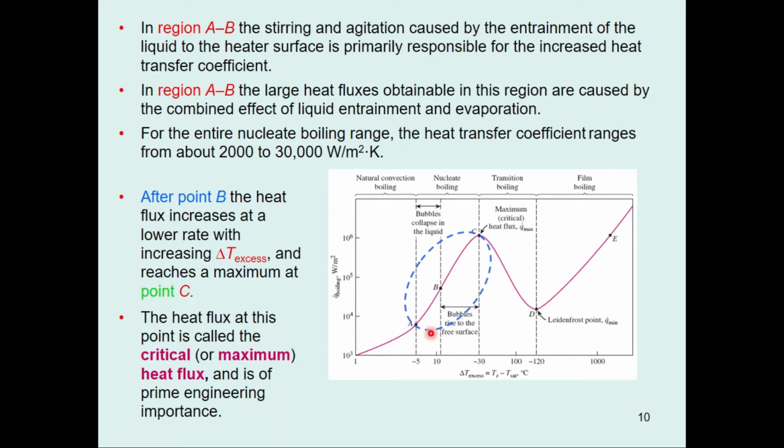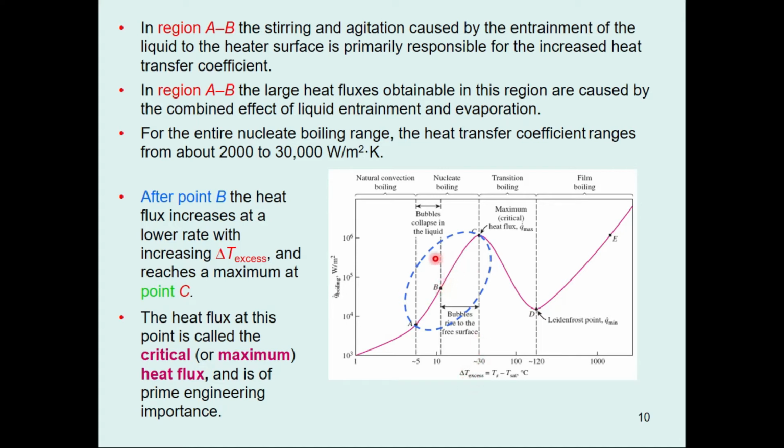So in this region A to B, the stirring and the agitation is actually by the movement of the liquid, right? And if there is the movement of the liquid and the heat is basically transferred, there will be increased heat transfer. So from point B to C, there will be a large heat flux, as you can see, from 10 to 30 degrees centigrade of delta T excess.